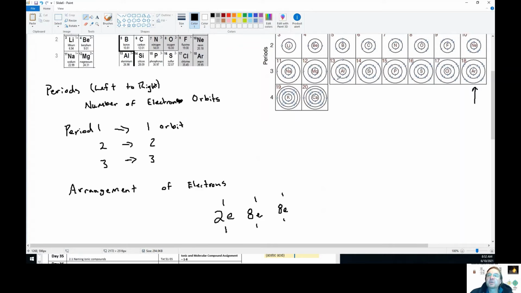And so it just gives those away. You know, that's not very many. That's not very close to 8. So it's going to give those 3 away. And check out the charge on aluminum, 3+. So literally, that's what that plus sign is telling us, that, hey, those 3 electrons in my valence, I'm going to give them away.